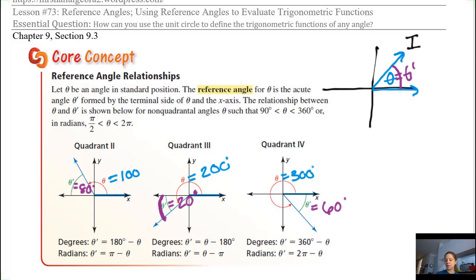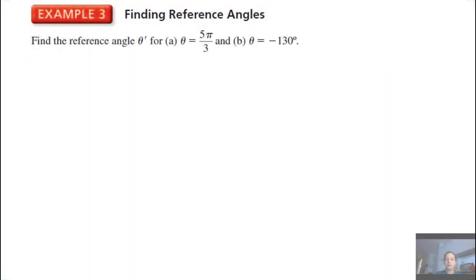There are formulas below these diagrams. I don't memorize them. I just memorize that the reference angle is the terminal side to the x-axis, never the y-axis, to the x-axis.